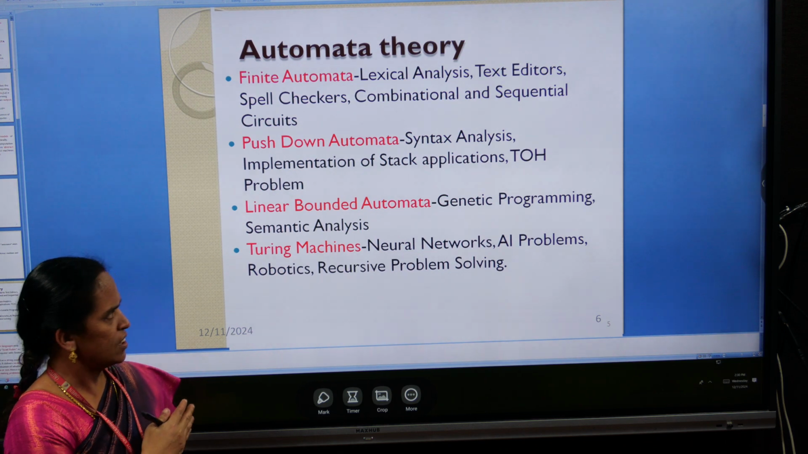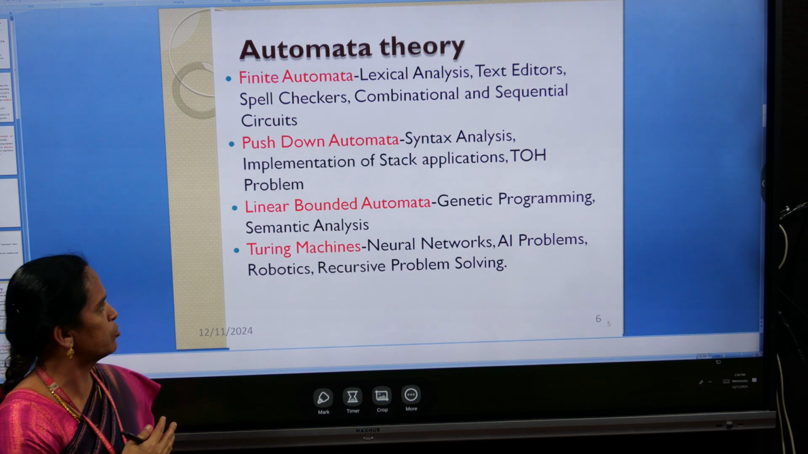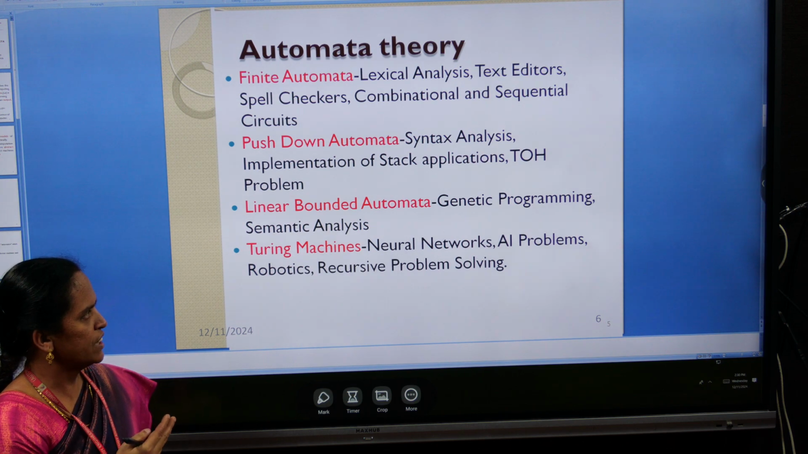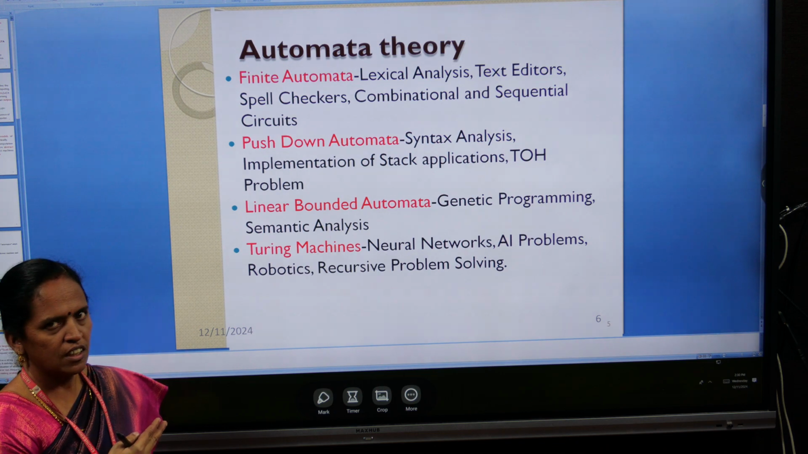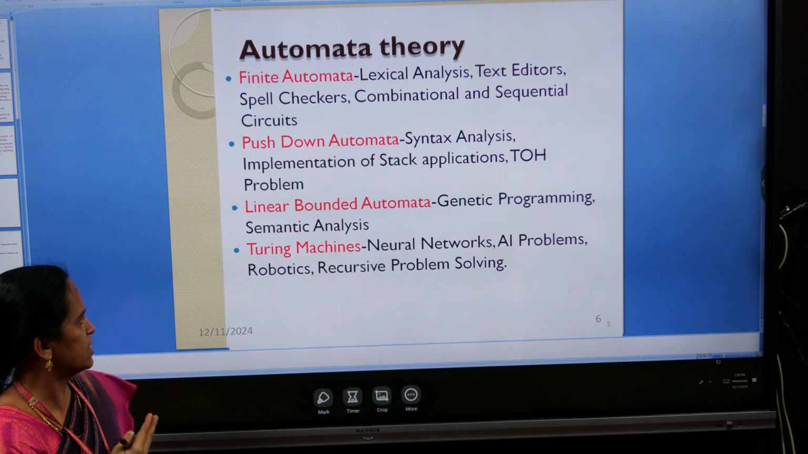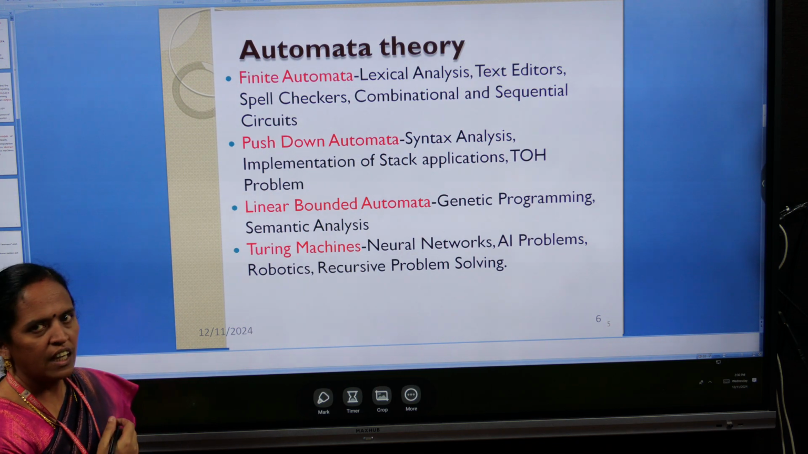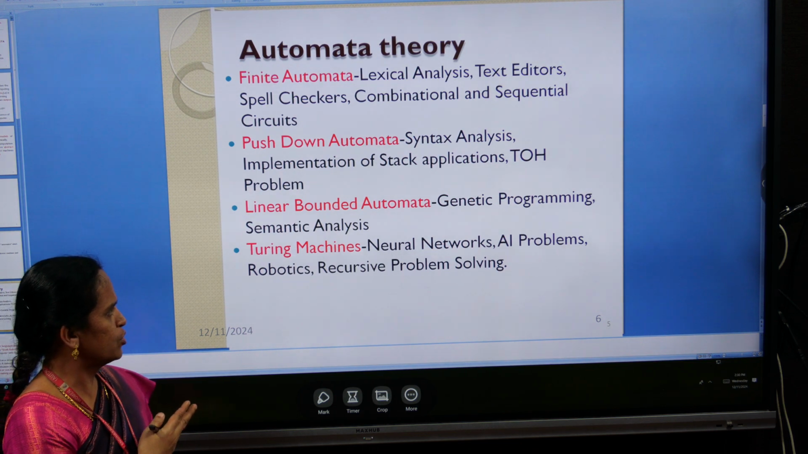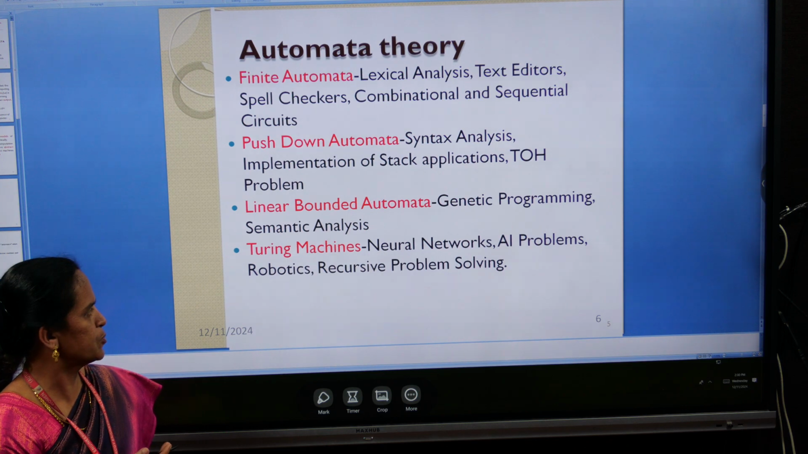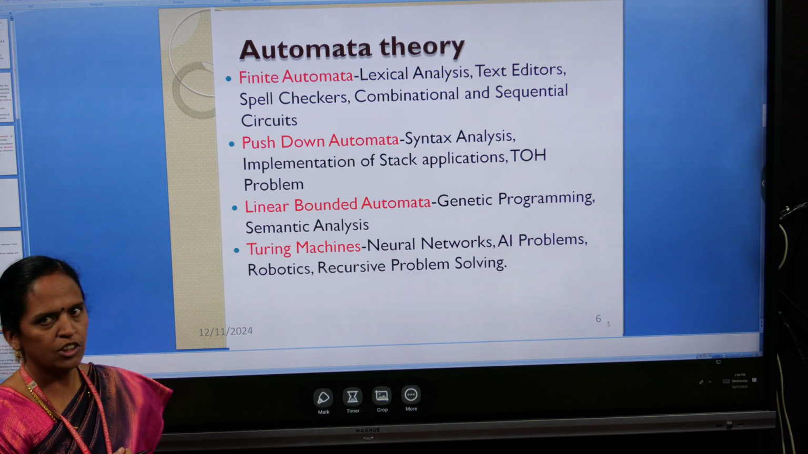And then another abstract machine is linear bounded automata. It is useful in genetic programming and semantic analysis, which is a phase of the compiler. Then another abstract machine is Turing machines. It is applied in neural networks and artificial intelligence problems, robotics, and recursive problem solving.